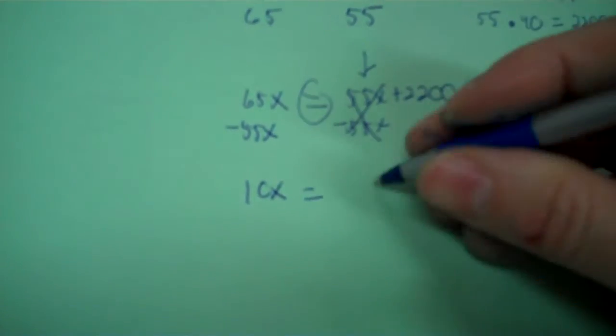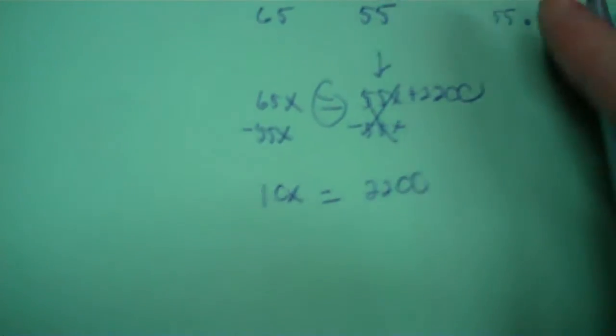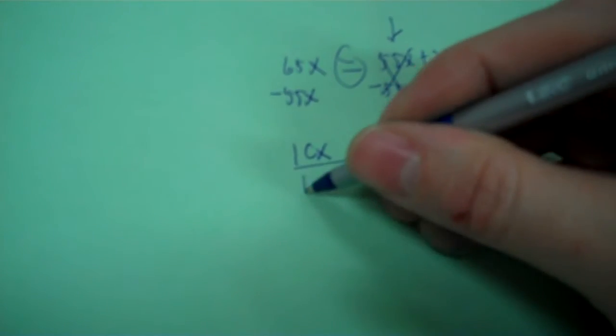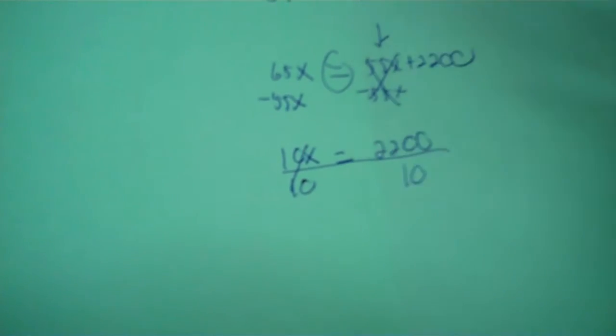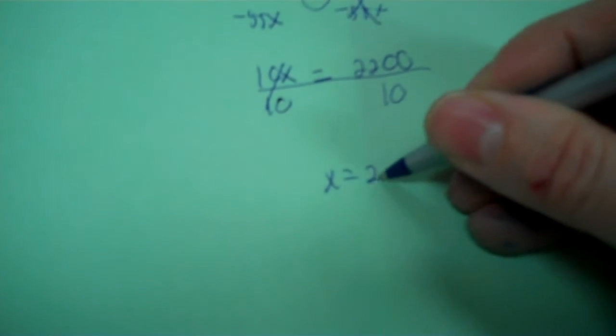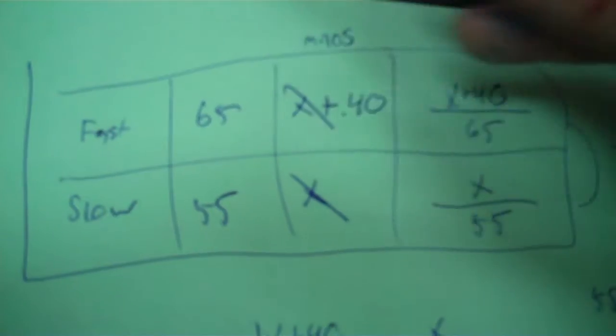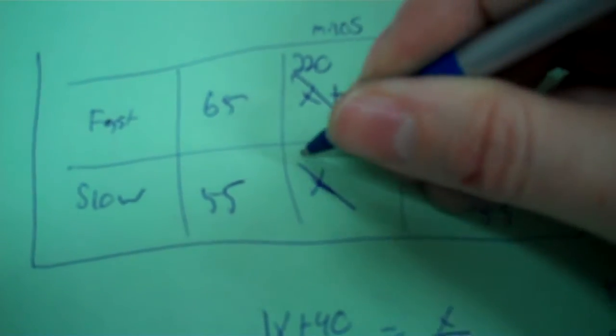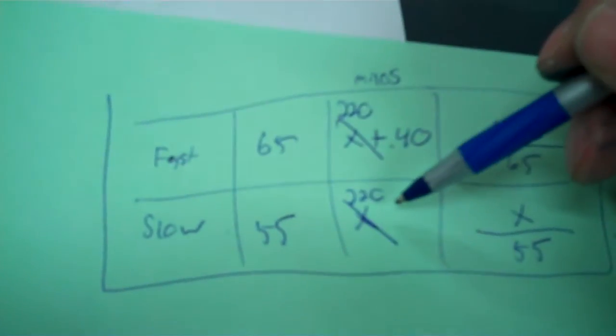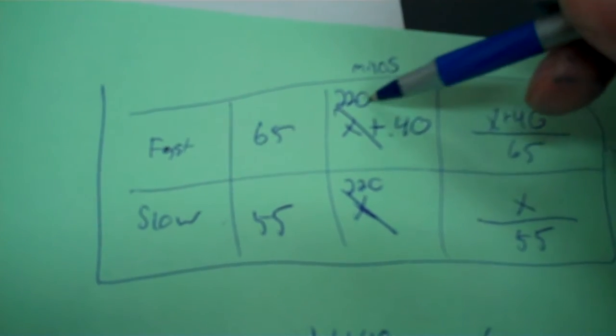10x. That's 2,200. Okay. Now it's time to divide by 10. That's 220. Okay. So I want to put 220 here, and then I come up in here, and those x's I put 220. Well, I kind of already know that the slow one went 220 miles. The fast one, 220 plus 40 would be 260.